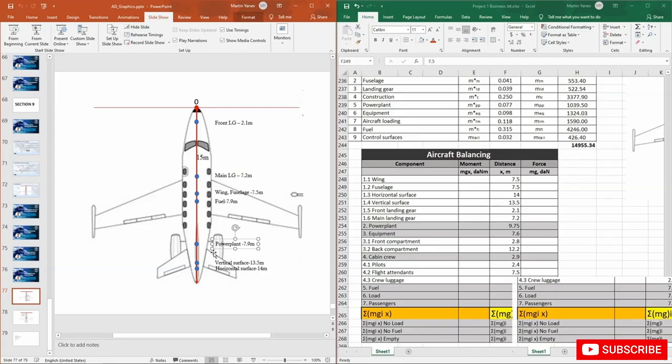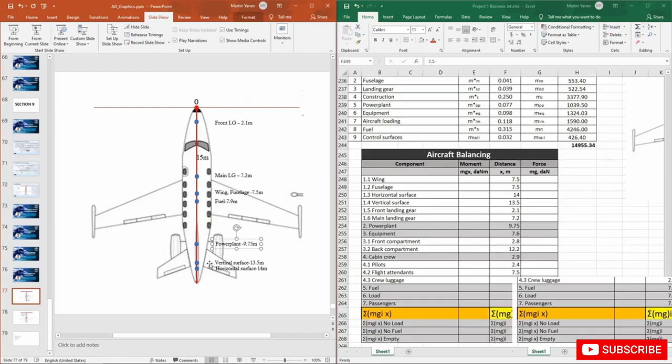Okay, there's going to be the power plant, and actually this is a mistake here, it's actually 9.75. So it's not that close to the wings, but it's just a little bit forward compared to the horizontal and the vertical surfaces. Then, as you can see, the horizontal and the vertical surfaces are almost at the end of our body, so their mass is located at the end.